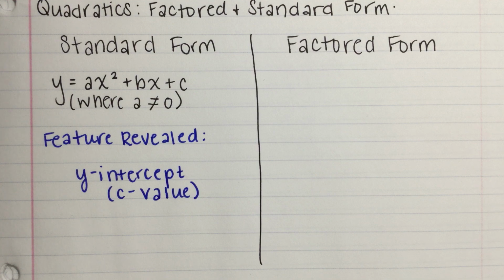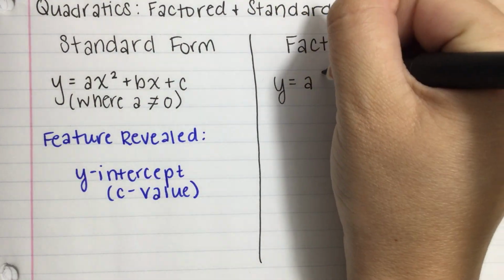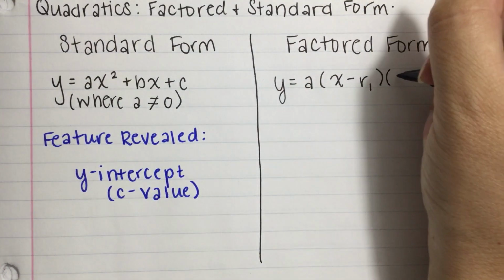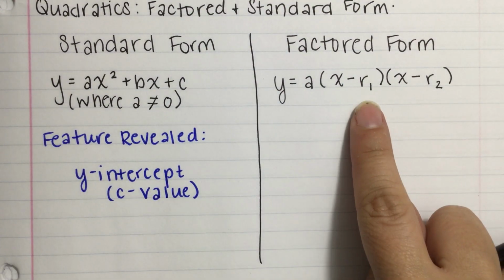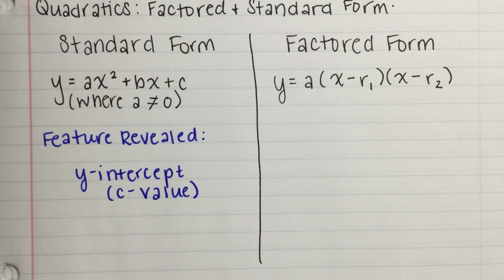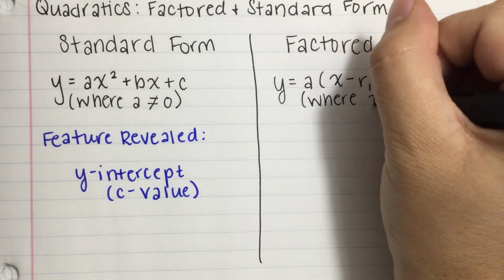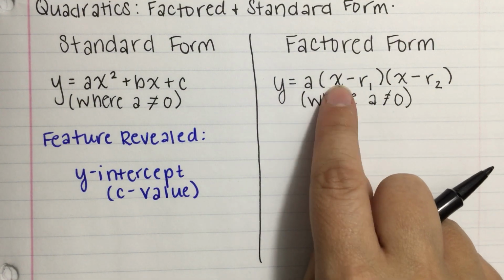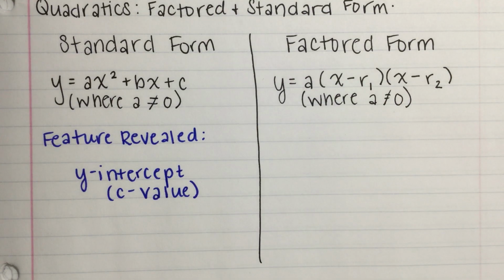Factored form is a little bit different. So factored form is y equals a times the quantity of x minus r sub 1 times the quantity of x minus r sub 2. Now we have these two r values here with two different numbers underneath of them. And again, this is where a is not equal to 0. If your a is equal to 0, it's going to cancel out this first set of parentheses, and then pretty much there's nothing left there for us.